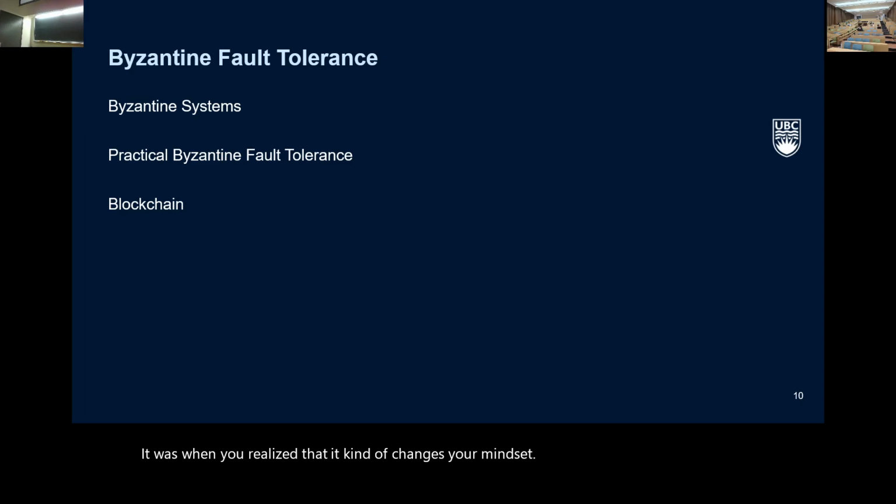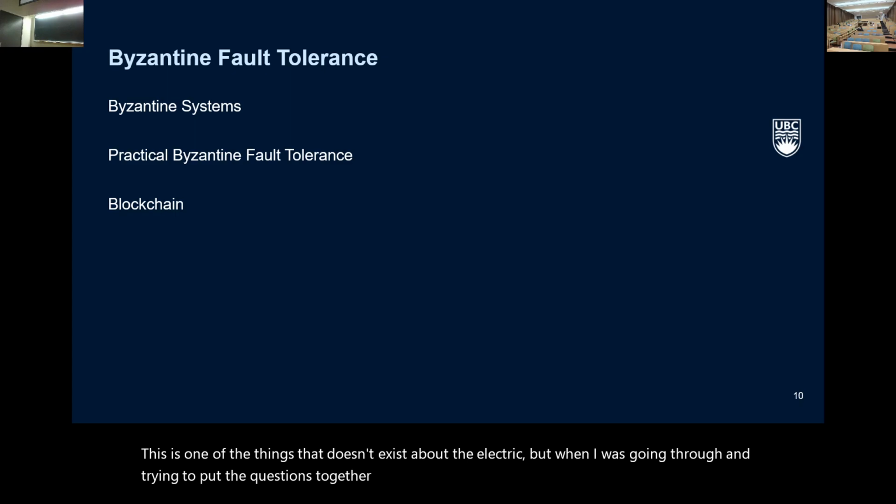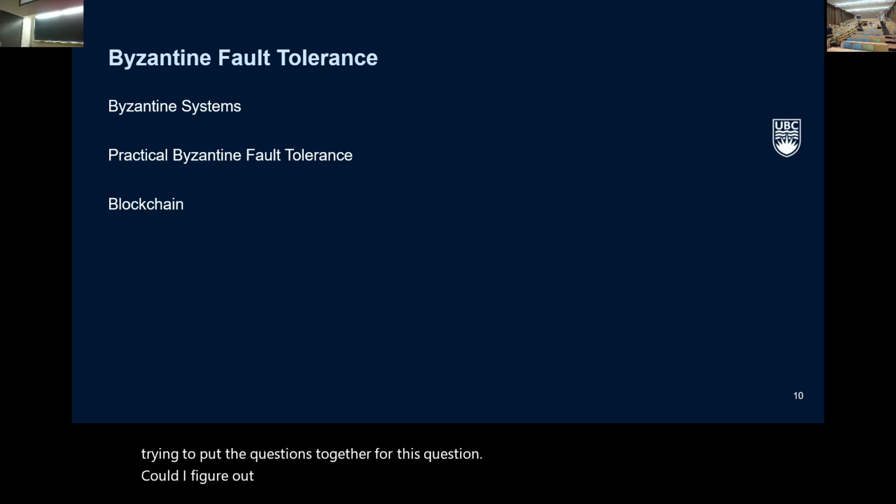The flip side of that, and this is one of the things that doesn't explicitly come out in the lecture, but when I was going through and trying to put the questions together for it, I said, that would be a really good question. Could I figure out who the Byzantine actors are based upon their behavior? Because the Byzantine actors are going to start lying.